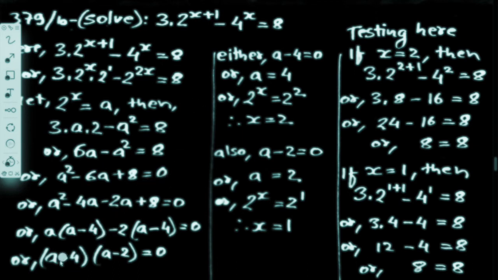See here. From the first factor, a minus 4 equals 0, so a equals 4. Now replace a with 2 power x: 2 power x equals 2 power 2. Therefore, x equals 2. We get the first answer x equals 2 from our first factor. Also from the second factor, a minus 2 equals 0, so a equals 2. Now replace a with 2 power x: 2 power x equals 2 power 1. Since the base is the same, x equals 1. In this way, we get two values of x: x equals 2 and x equals 1.